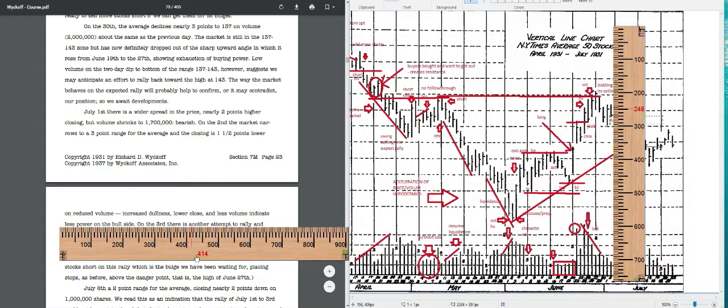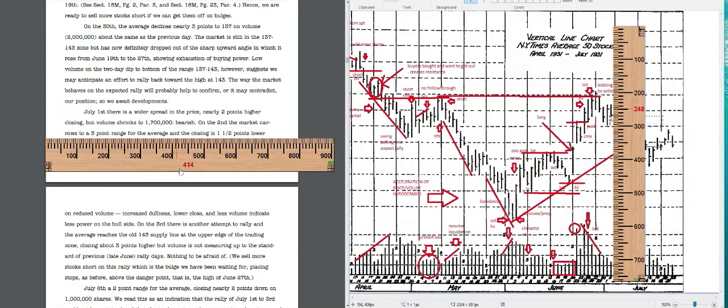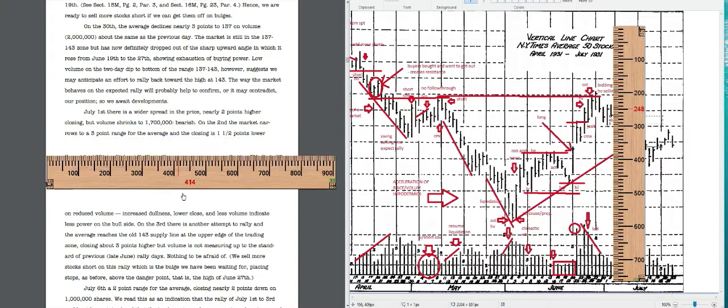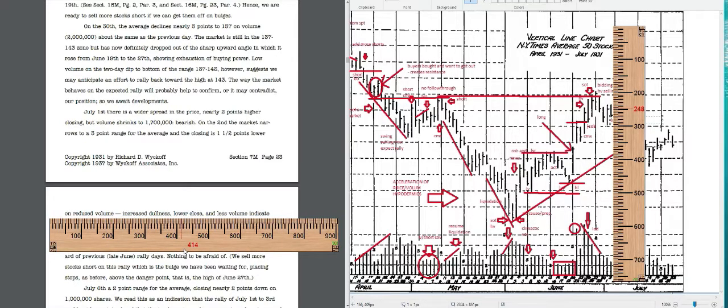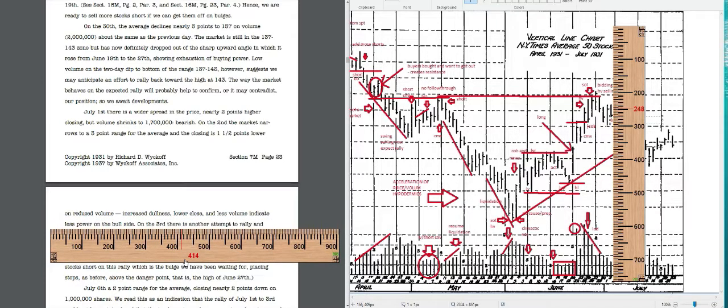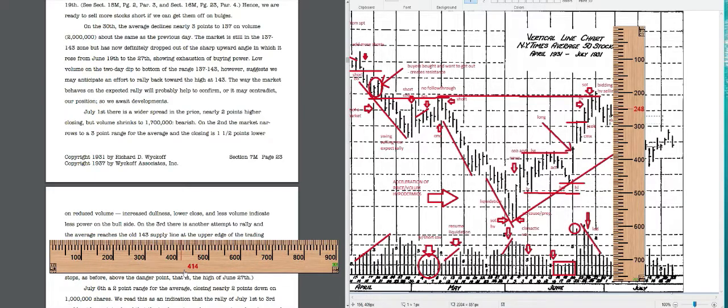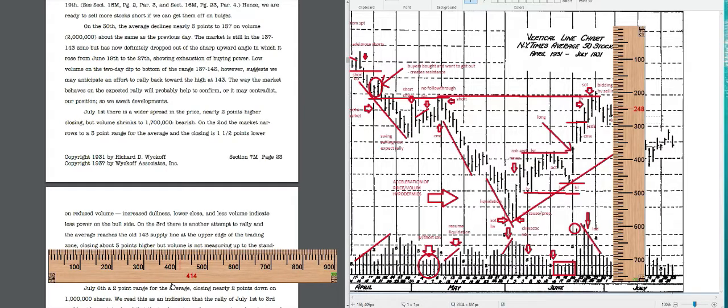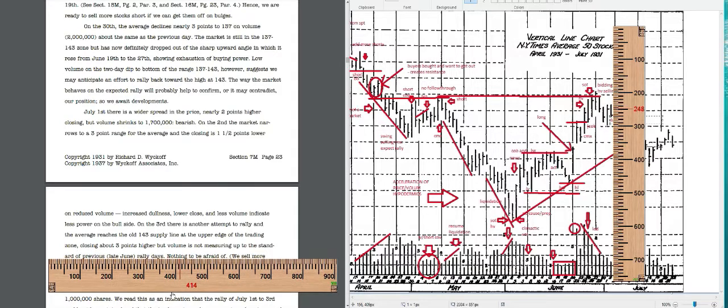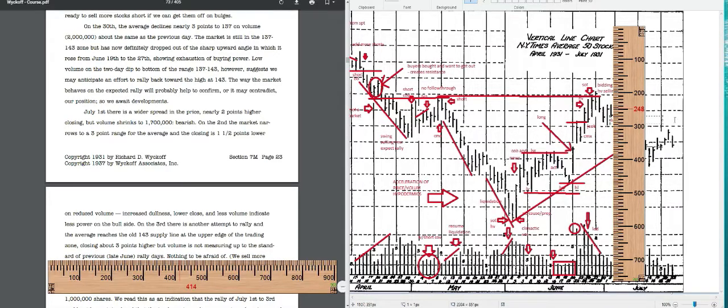On July 2nd, the market narrows to a 3-point range for the average, and the close is on reduced volume, increased dullness. All right, lower close, increased dullness, lower close, and less volume indicate less power on the bull side. On the 3rd, there's another attempt to rally, and the average reaches the old 143 line of the trading zone, closing about 3 points higher, but the volume is not measured up to the standard of the previous rally days.